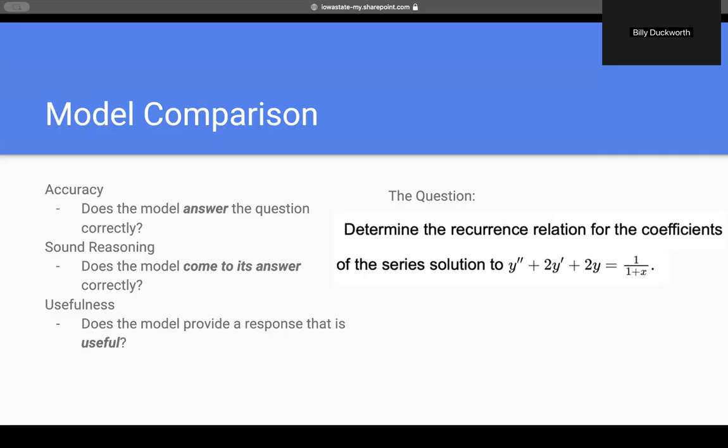So it could reason well and then make a silly little arithmetic mistake or something, and the answer won't be right, but the reasoning is still fine. And then last of all, is it useful? Does it actually give you information that is on your level, is relevant to the problem, and does it tell you what it's doing?